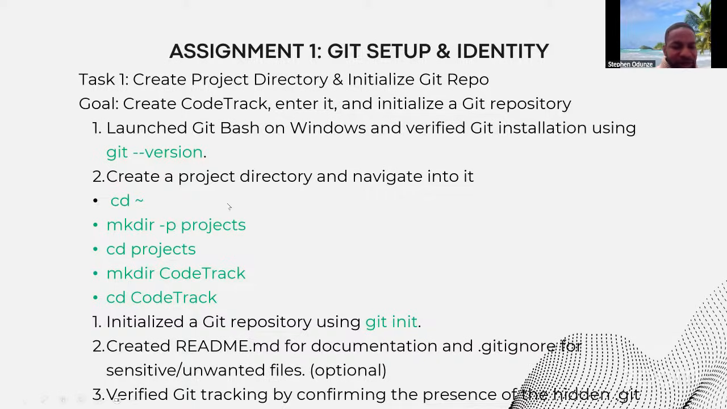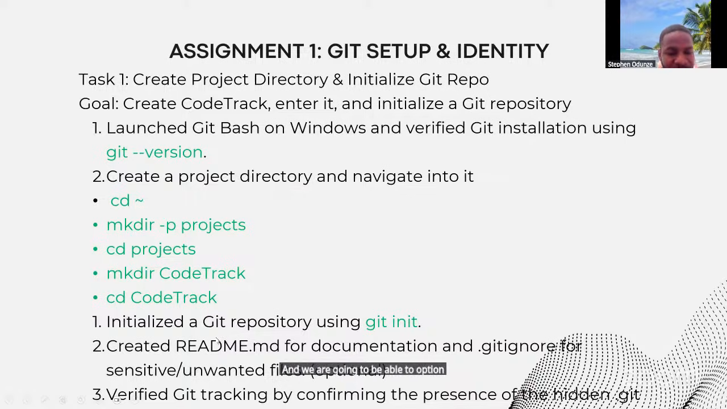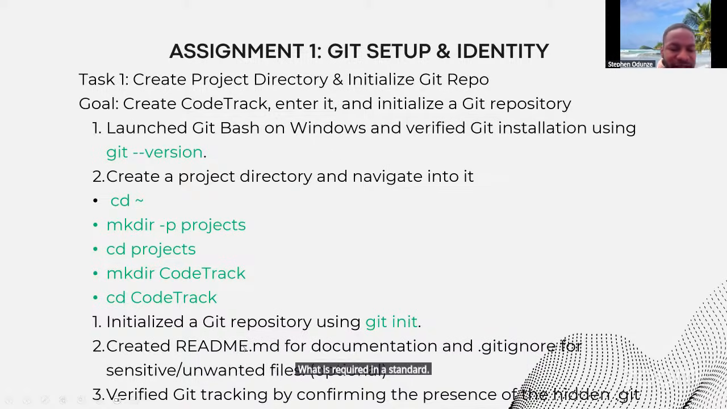Inside that folder, we're going to initialize a Git repository using git init. Once we run this command, it turns that folder into a Git repo, where we'll be able to carry out all the configurations we need for this project. Optionally, on this particular project, it was not necessarily required, but it's part of what is required in a standard Git repo, that we create a README file and a .gitignore.